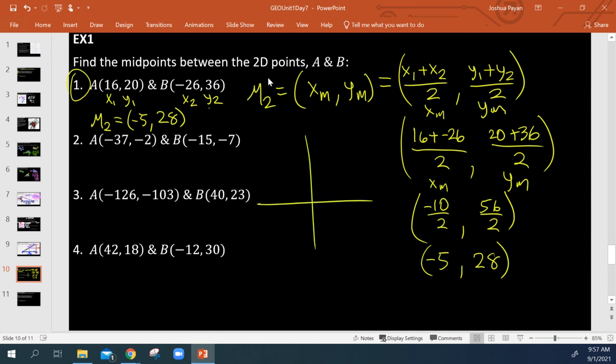So if point A is over here at 16 by 20, and point B is at negative 26 by 36, so we'll say it's way over here. So here's A, here's B, right? My midpoint exists at negative 5 by 28.